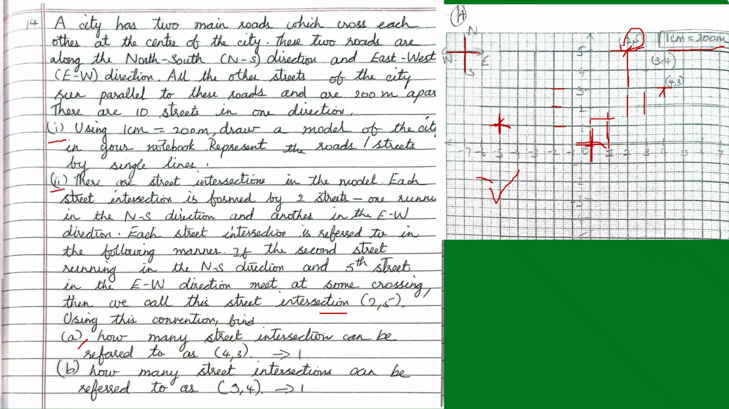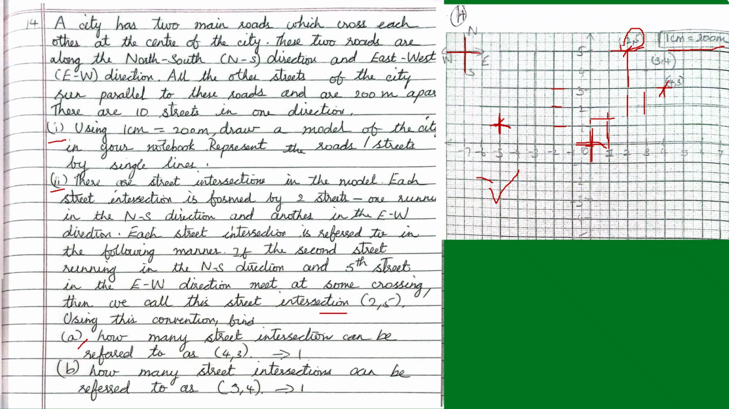So one street intersection is formed by two streets, one running along the north-south, the fourth street running along the north-south, and the third street running along the east-west. So how many street intersections? The answer is 1. One street intersection.